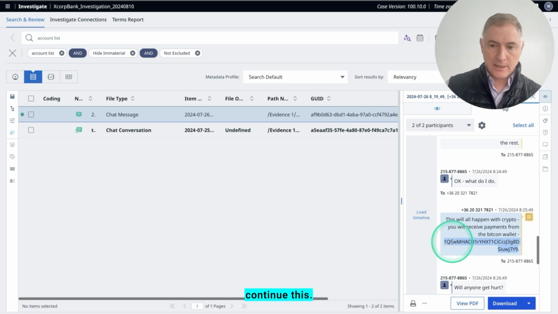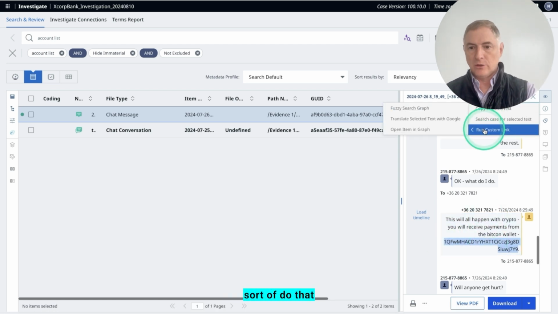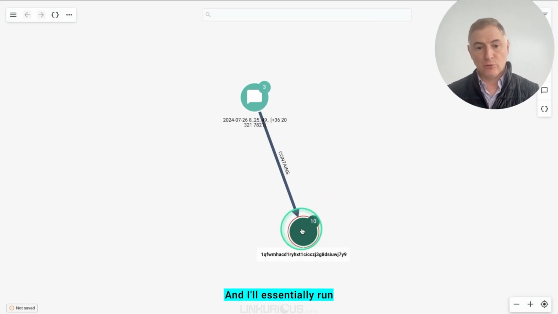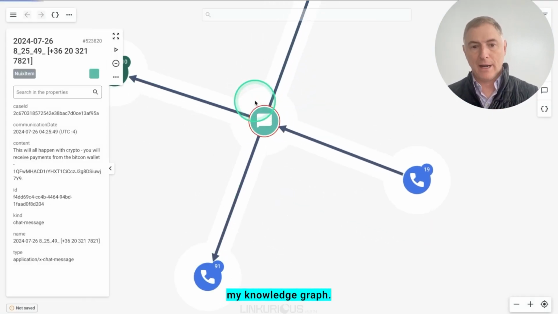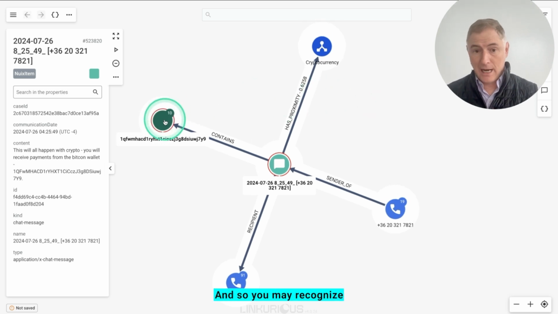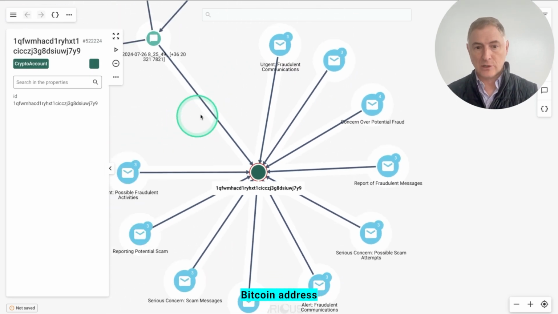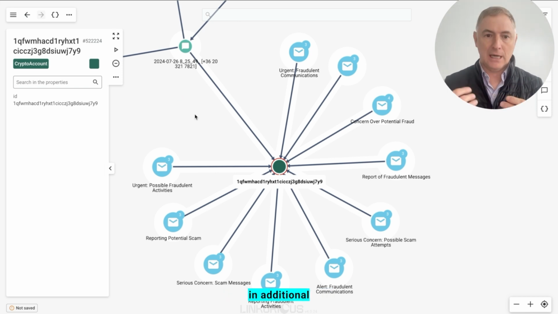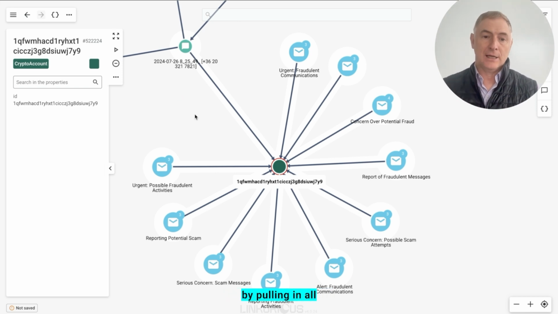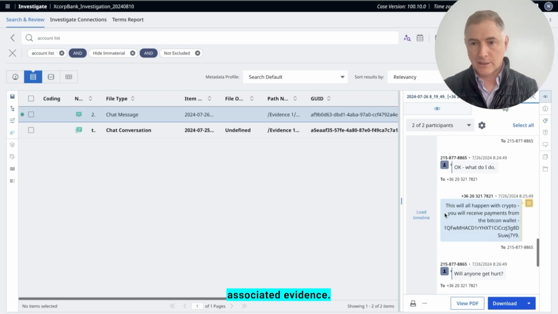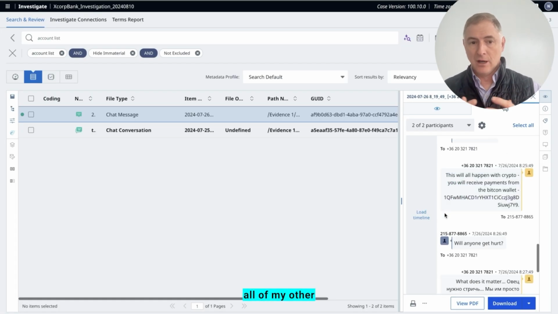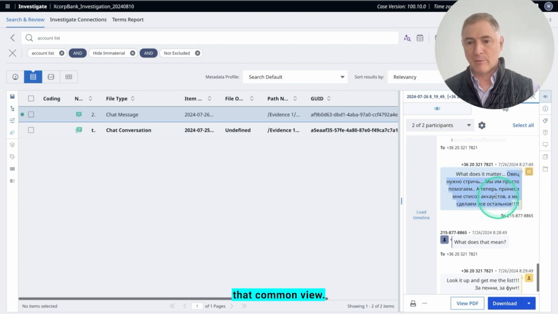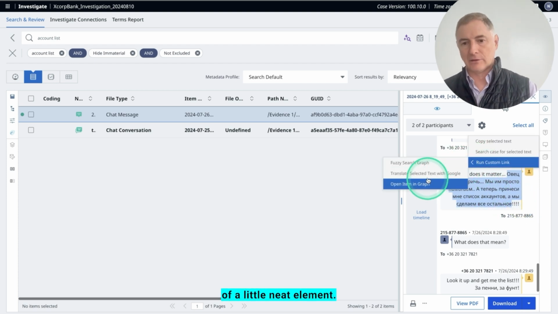So let's continue this. We'll do that same idea of breaking down those silos, and I'll run a custom link, which allows me to search my knowledge graph. You may recognize the knowledge graph. That's the same Bitcoin address that's associated with my consumer complaints. But I've now layered in additional context by pulling in all of the associated evidence, my text messages, all of my other documents and data, to formulate that common view. This, I think, is a neat element.